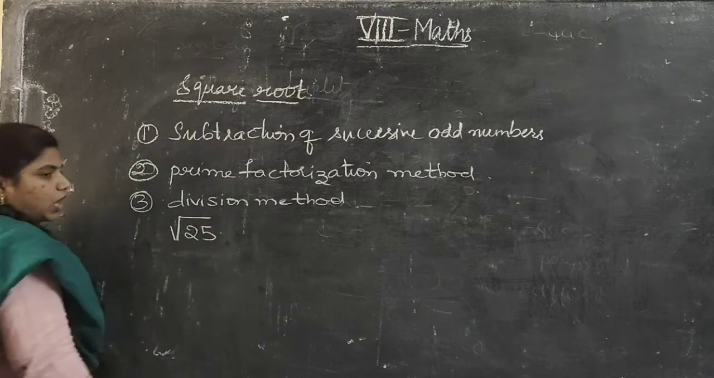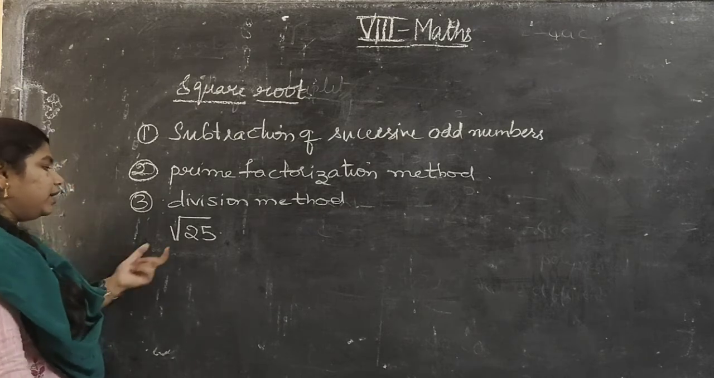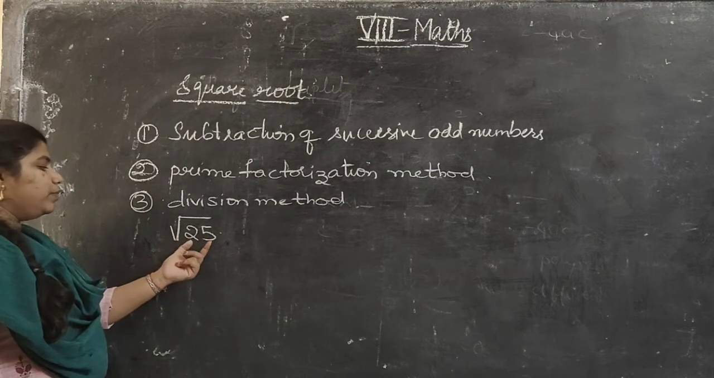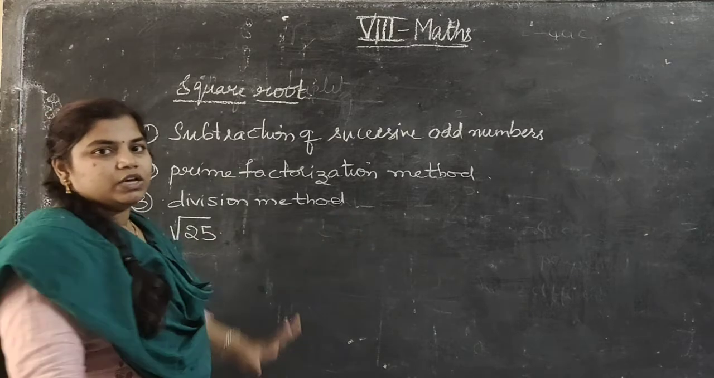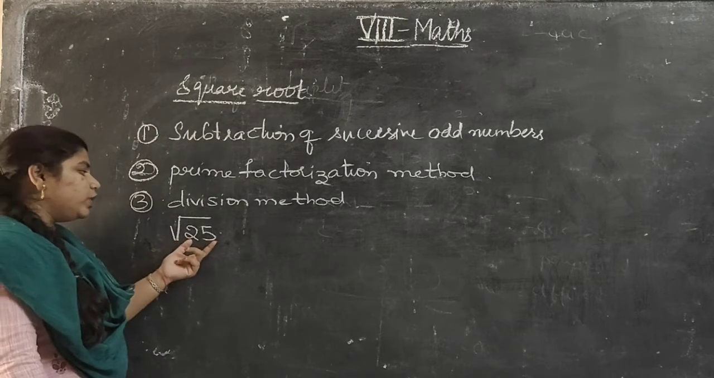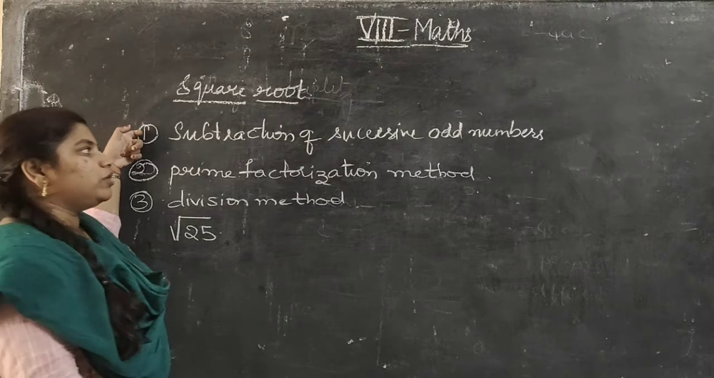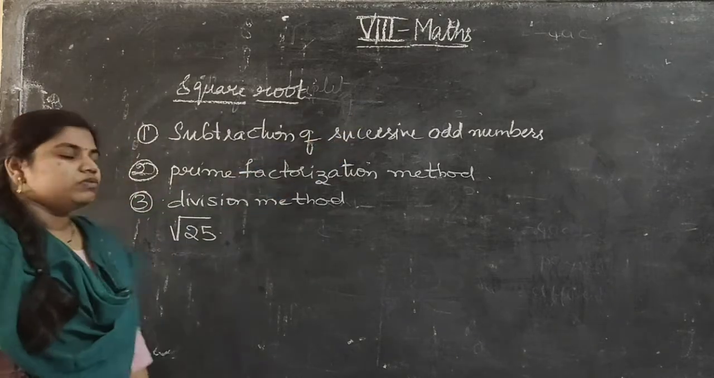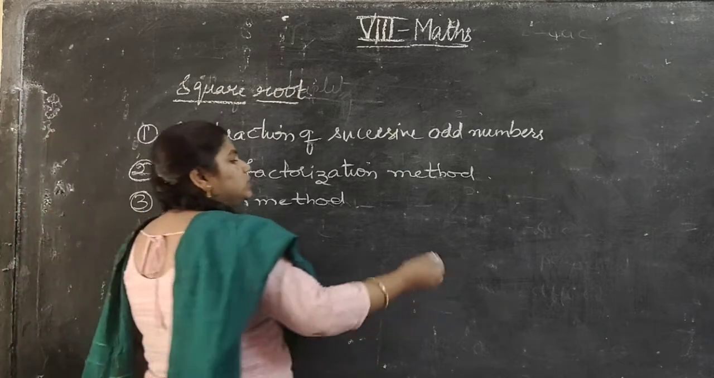25 here. So how to find the square root? Already I told you that a perfect square means the product of two equal factors, and in that we will take only one factor. Now how to find the square root of 25 with the help of subtraction of successive odd numbers, we will see. We already know successive or consecutive odd numbers.